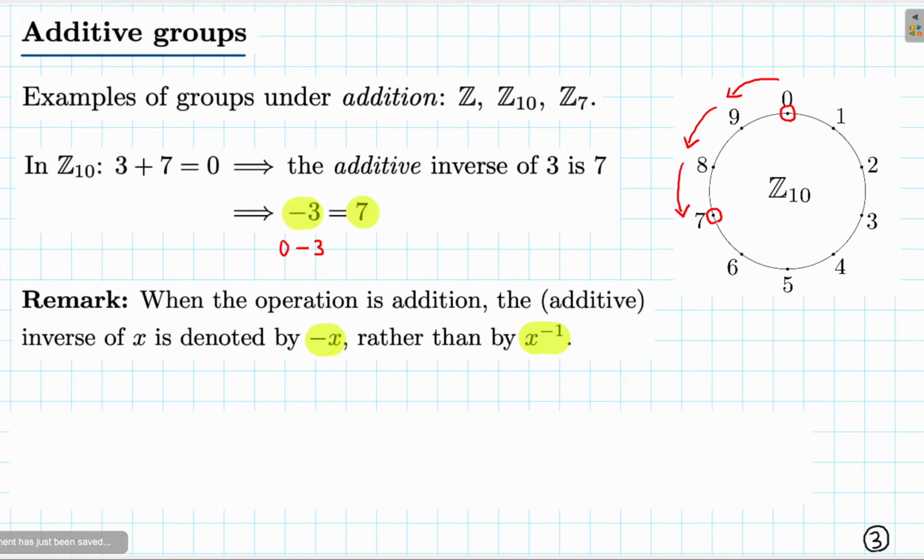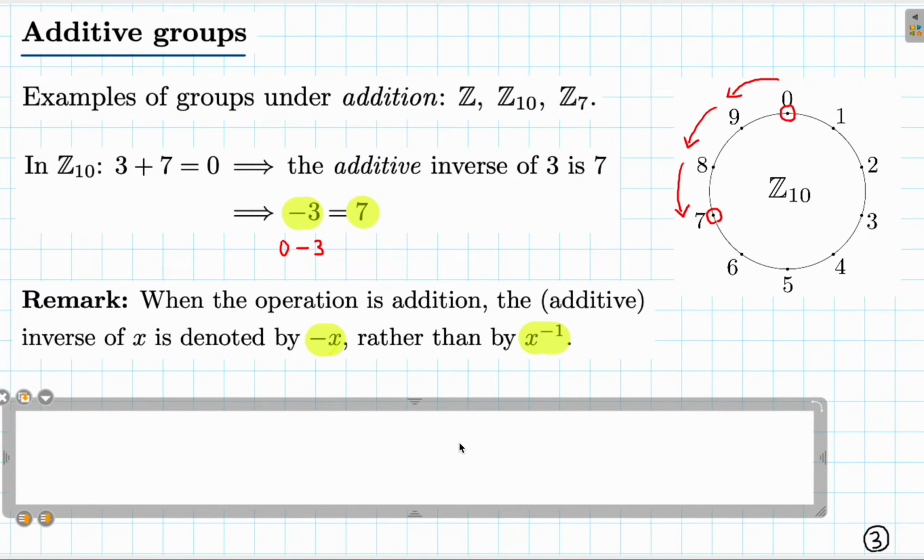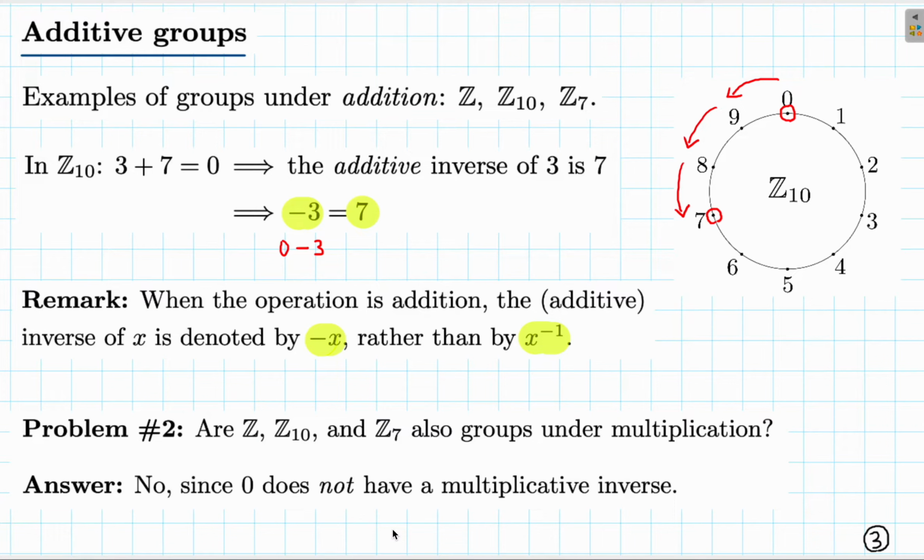Now, speaking of multiplication, how about these groups? Z, Z10, Z7. We know those are groups under addition. In problem 2, we asked, are Z, Z10, and Z7 also groups under multiplication as well? Because we can certainly multiply in Z, Z10, and Z7. However, those are not groups under multiplication because in each case, there is an element that doesn't have a multiplicative inverse, namely the 0 element. There is no element x such that 0 times x is equal to 1.